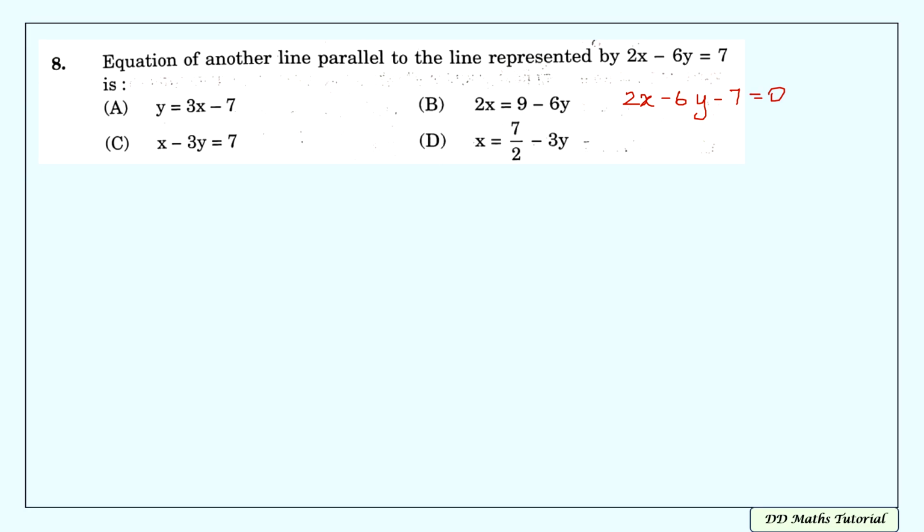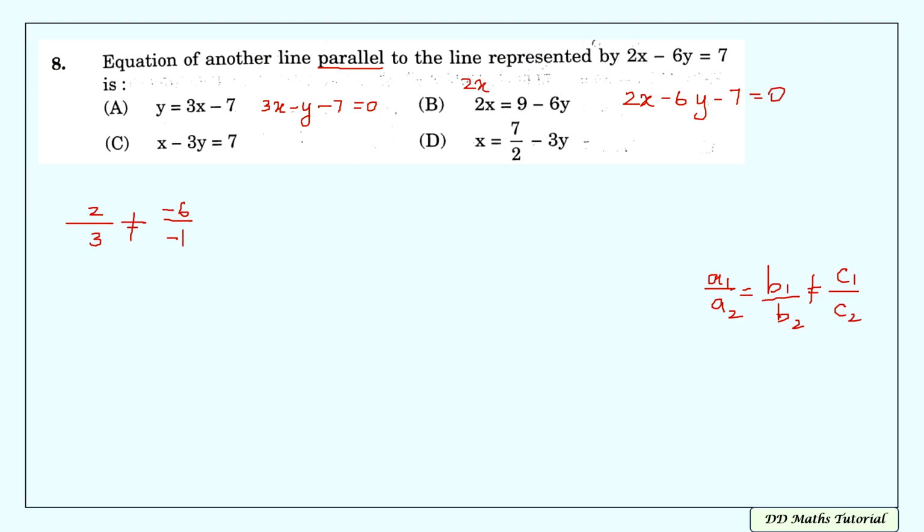In this option we have the equation as 3x minus y minus 7 is equal to 0. Check with a1 by a2. a1 by a2 will be 2 by 3 and b1 by b2 will be minus 6 by minus 1. So here you can see a1 by a2 is not equal to b1 by b2. So it cannot be a parallel line, because for a parallel line we need a1 by a2 is equal to b1 by b2 is not equal to c1 by c2. So we'll check with the next option.